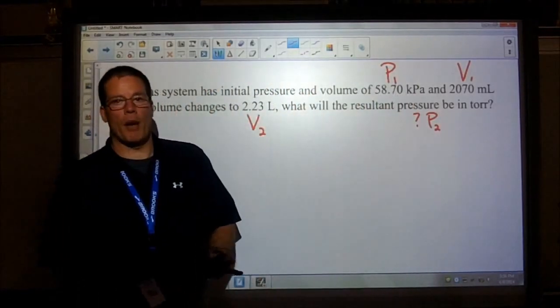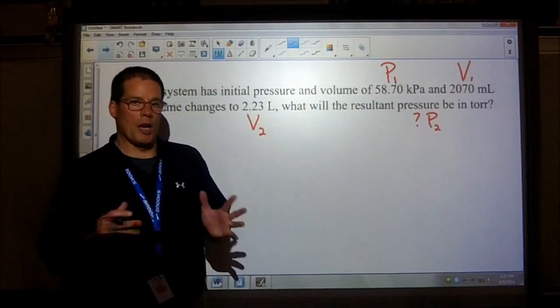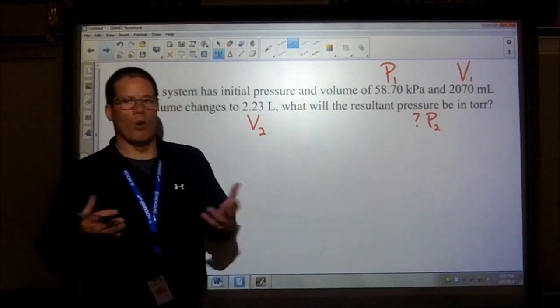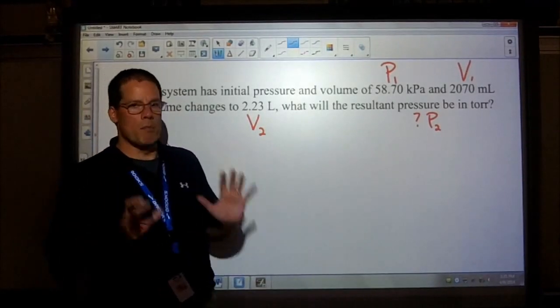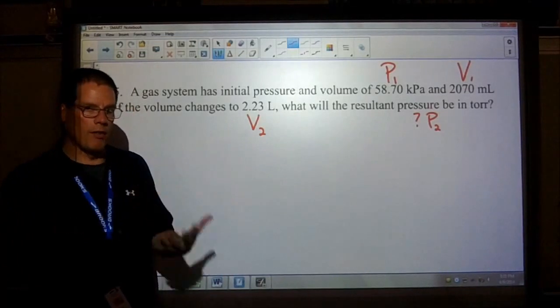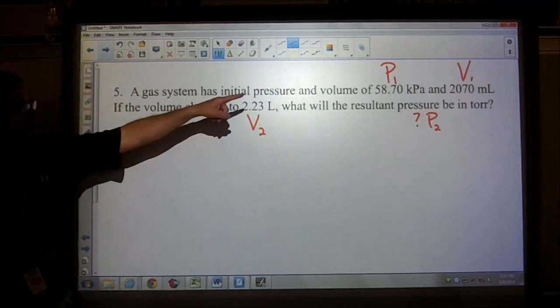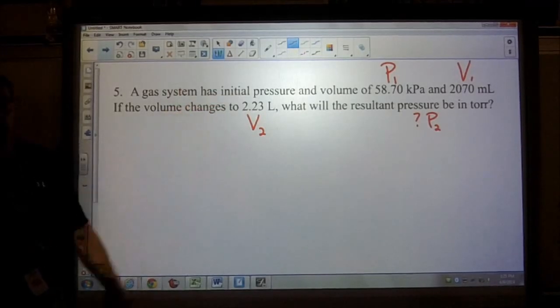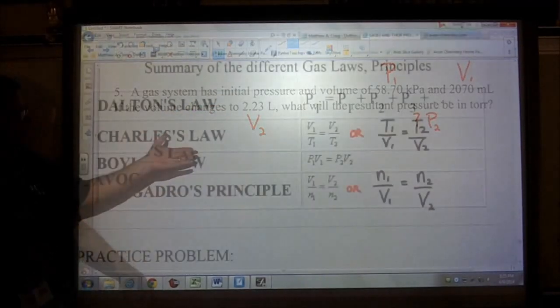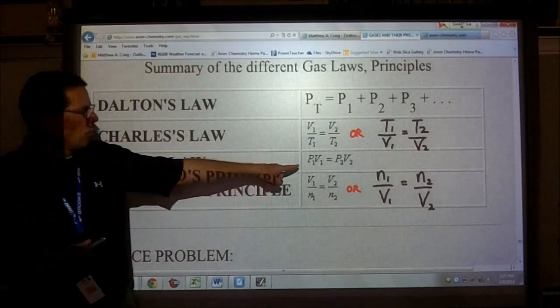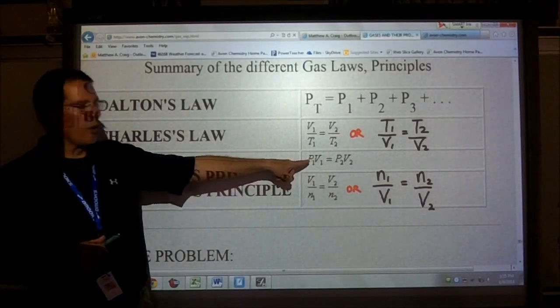Now again, the nice thing about pressure is that we can change the units into torr now or later. However, temperature, you must change when you're given degrees Celsius. Here, temperature is not an issue. All right, so we have an initial pressure, an initial volume, a final pressure and a final volume. For this, we're going to use Boyle's equation or expression.